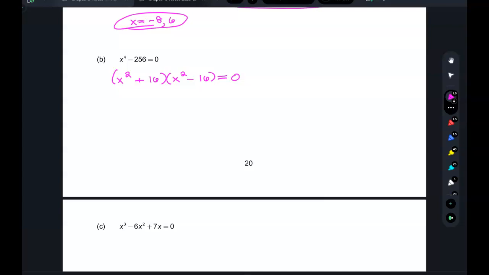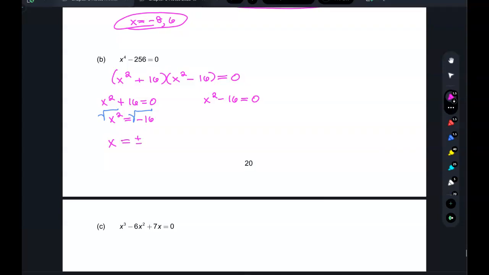All right, so what I'm going to do is set x squared plus 16 equal to 0, and set x squared minus 16 equal to 0. Because x squared plus 16 doesn't factor anymore, but I can still set it equal to 0 and isolate x. So I'm going to take 4i. One thing we don't want to forget, when we take the square root of both sides, we technically get plus or minus.